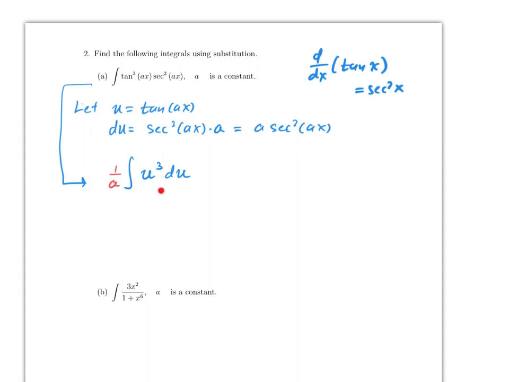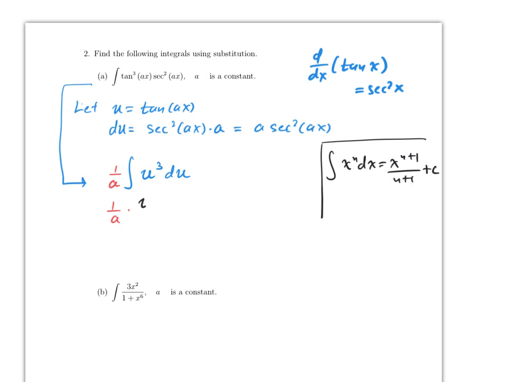and then this is just a basic integral. So this is equal to 1 over a. You apply the most basic rule of integrals, which was this. Remember that you have x to the n. This is equal to x to the n plus 1 over n plus 1 plus a constant.